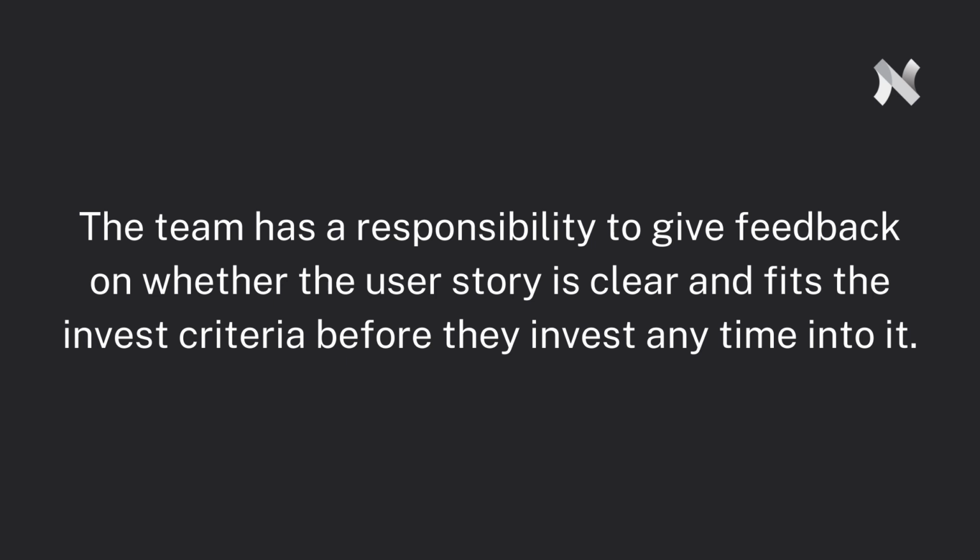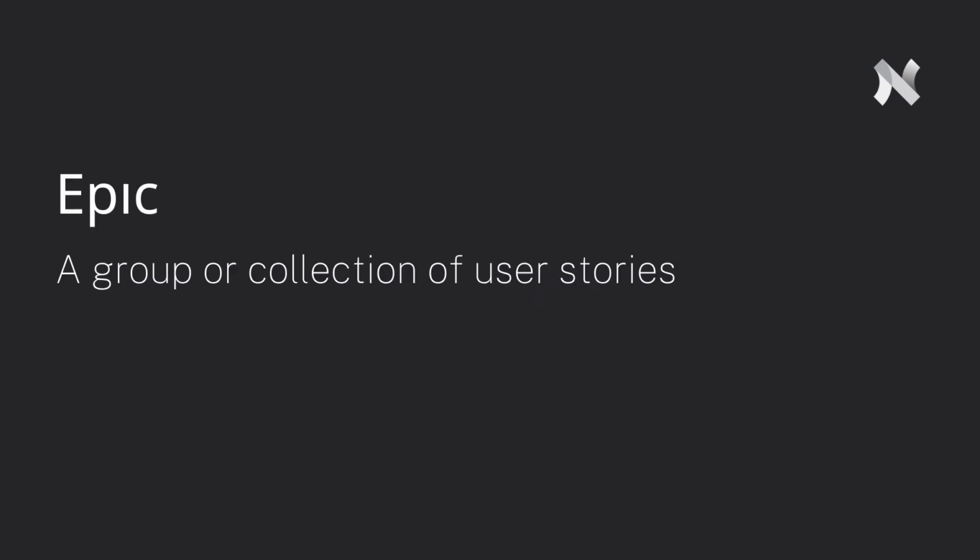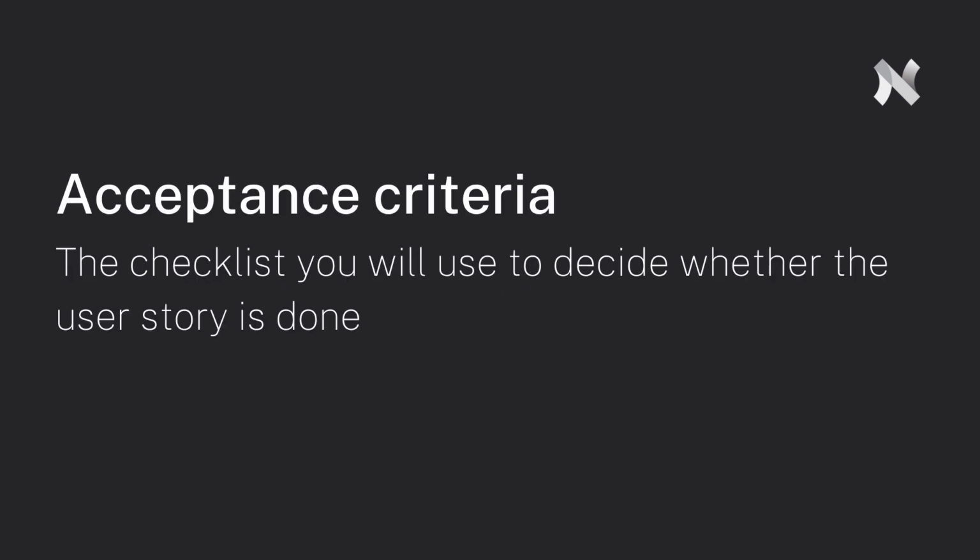While the product owner is the main person responsible for writing the user stories, the team has the responsibility to give feedback on whether the user story is clear and fits the INVEST criteria before they invest any time into it. In addition to the user stories, you need to know the term epic, which simply represents a group or collection of user stories. With a user story, the product owner creates something called the acceptance criteria, which is essentially the checklist you will use to decide whether the user story is done. To have a completed user story, you must meet the acceptance criteria checklist.